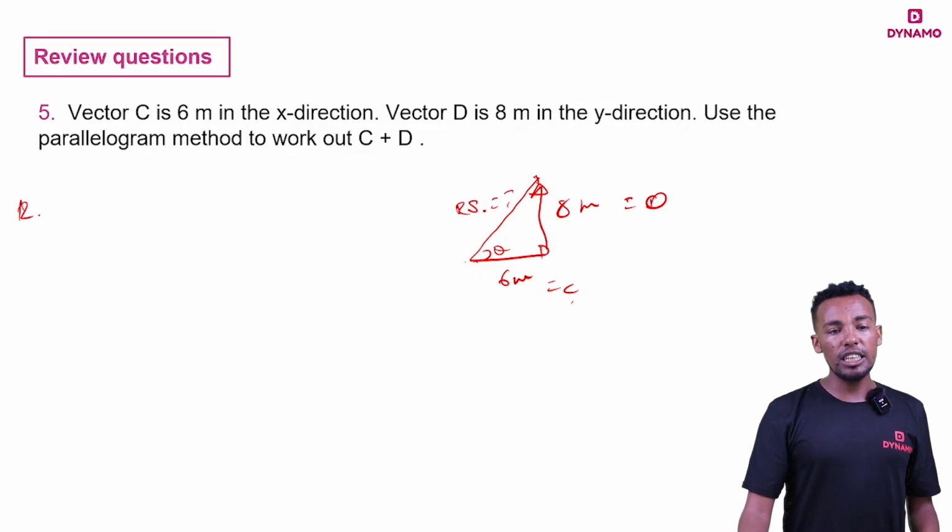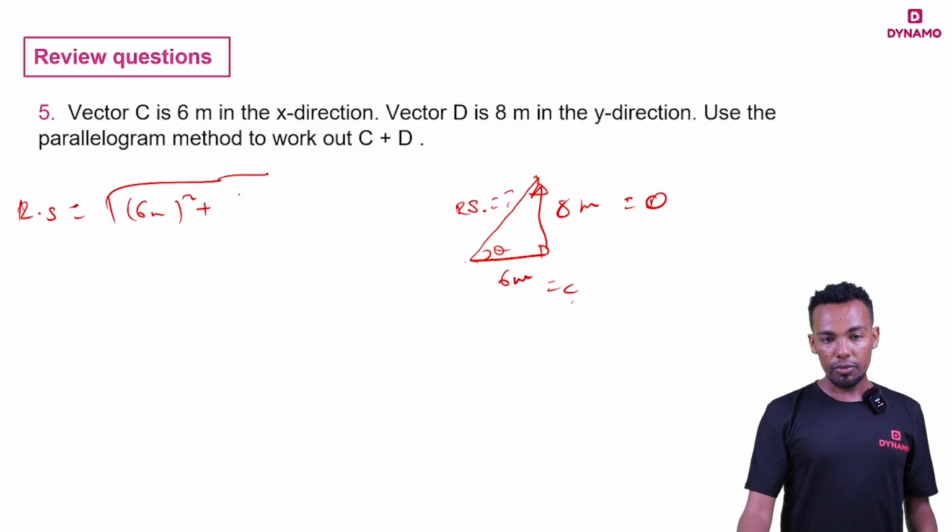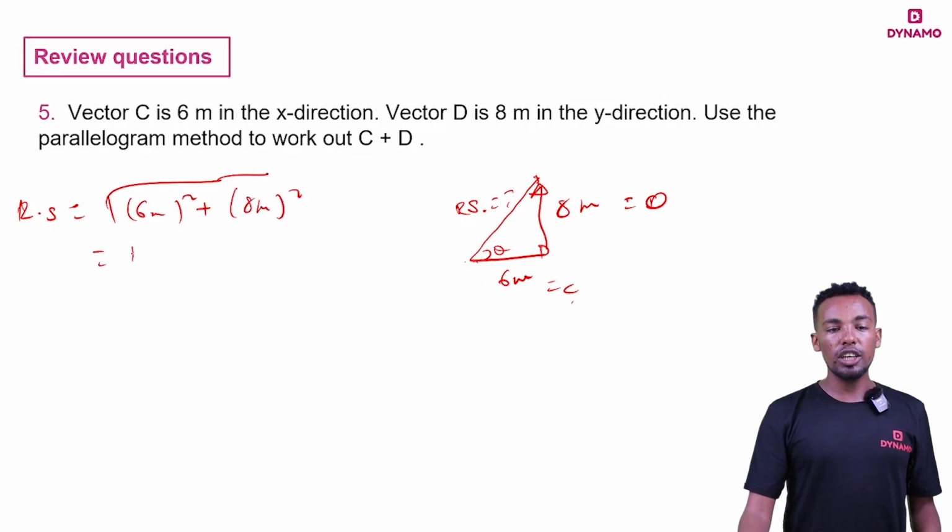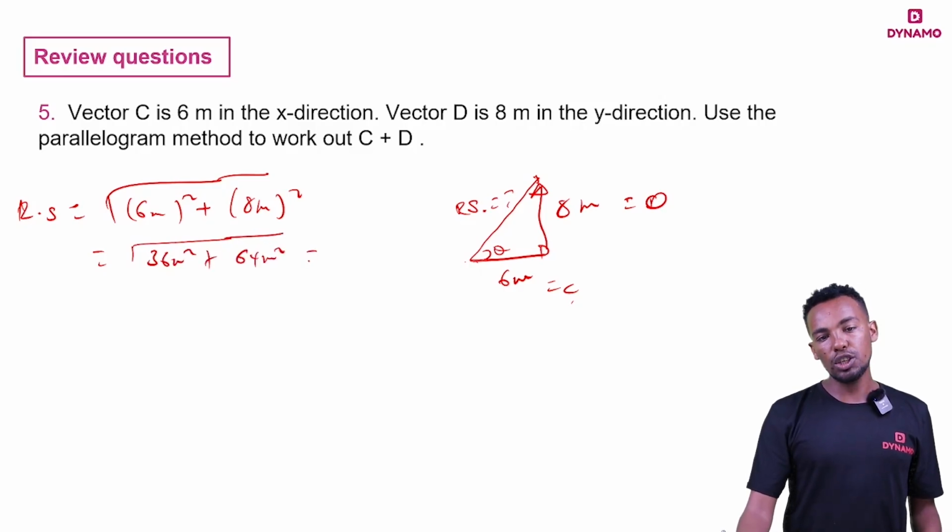So the resultant displacement is equal to under radical of what? 6 meter square plus 8 meter square. The whole square is 6 meter square jechuun 36 meter square plus what? 8 means 64 meter square. This is equal to under radical of 100 meter square dha jechuudha.